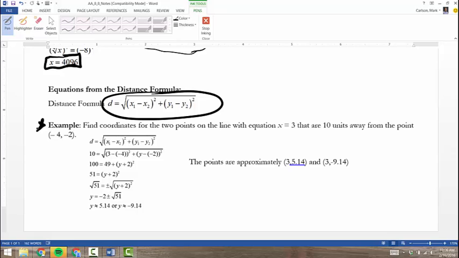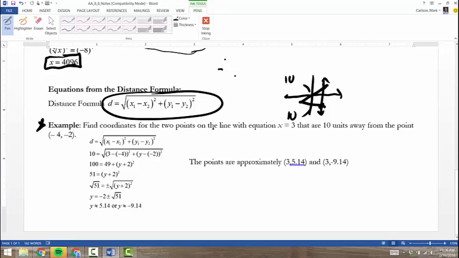If you think about that graphically, x equals 3 is just a vertical line at x equals 3, something like this. Then we have another point at -4, -2, which would be something like right in here. We're looking for the 2 points that are on this line, so that the distance is 10. That's really what we're trying to do here.